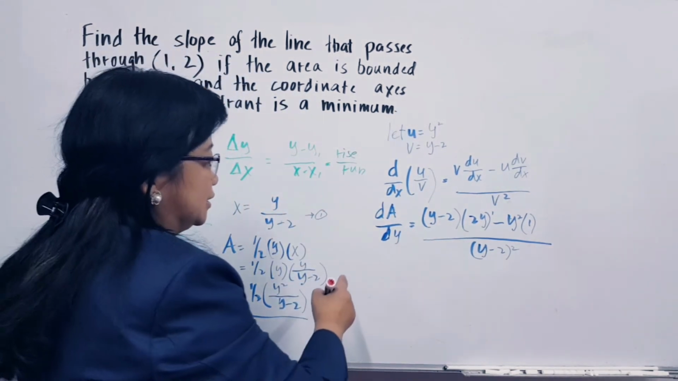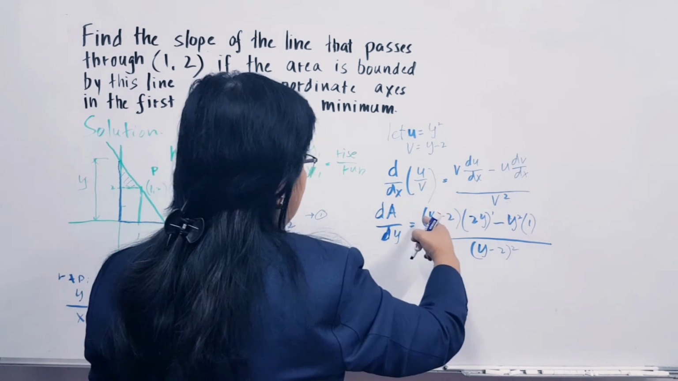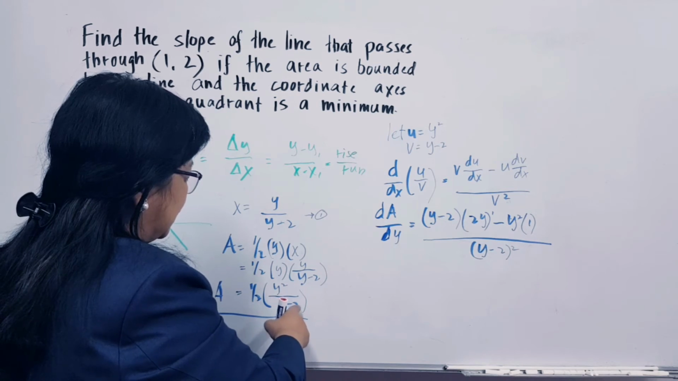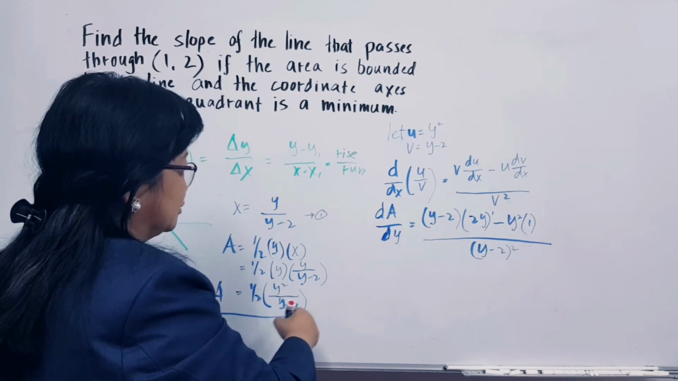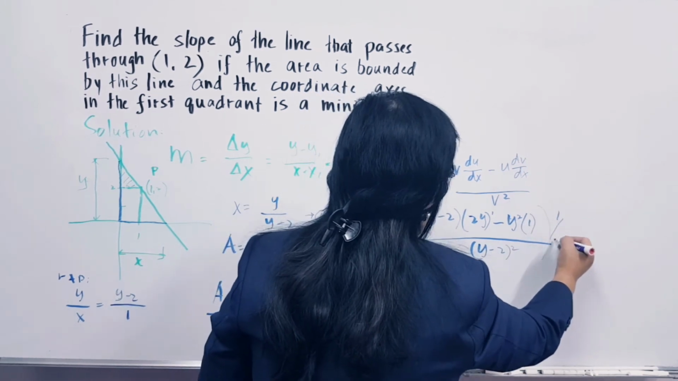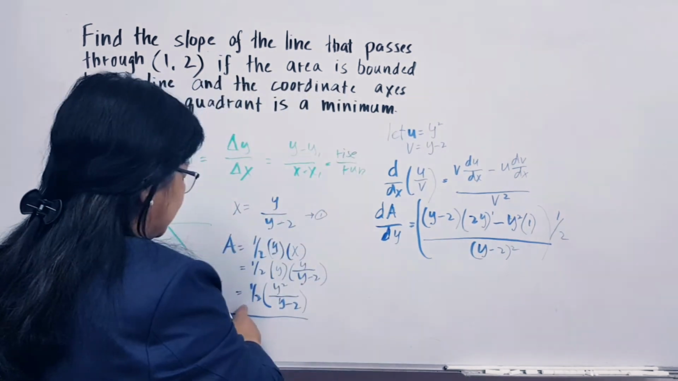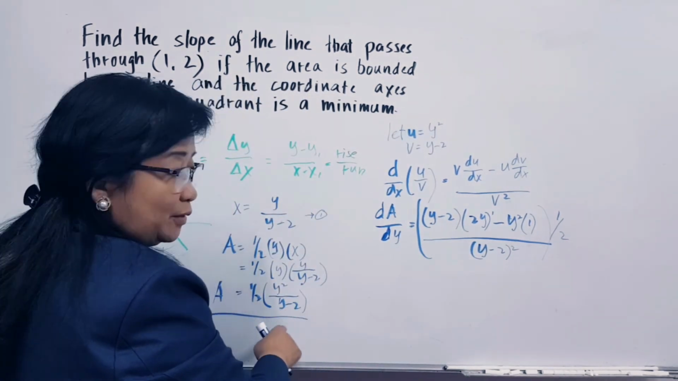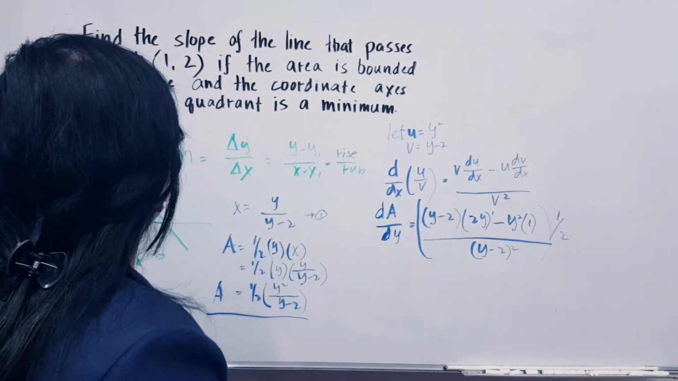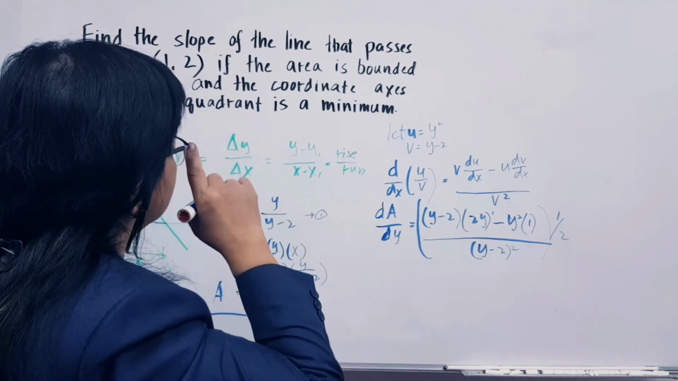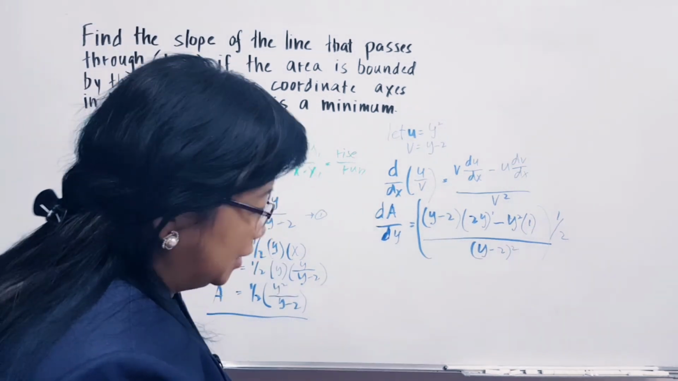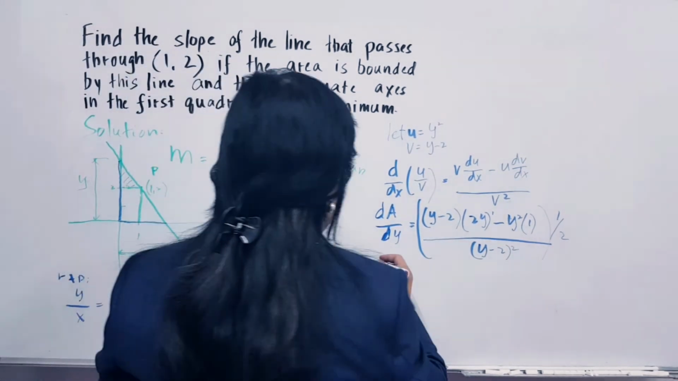So this is the derivative of this area, which is equal to 1/2 y squared divided by y minus 2, and we will not forget here the 1/2, because this is 1/2 times y squared over y minus 2. Therefore, we can equate this one to 0, because the area bounded by this line and the coordinate axis in the first quadrant is a minimum, so we will equate this one to 0.